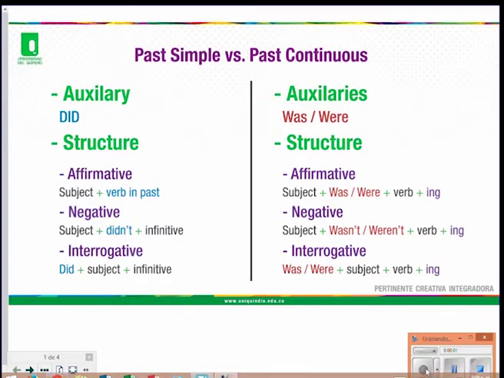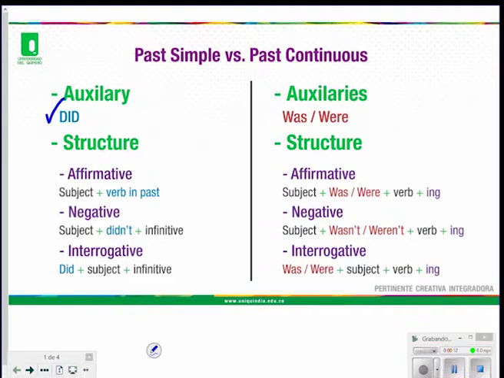Past simple versus past continuous. Today, we're going to make a comparison between past simple and past continuous. The structure: past simple, auxiliary did. For the affirmative statement, subject, verb in past, and complement.